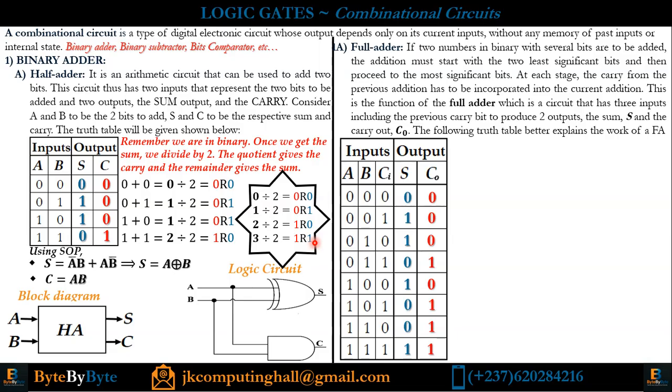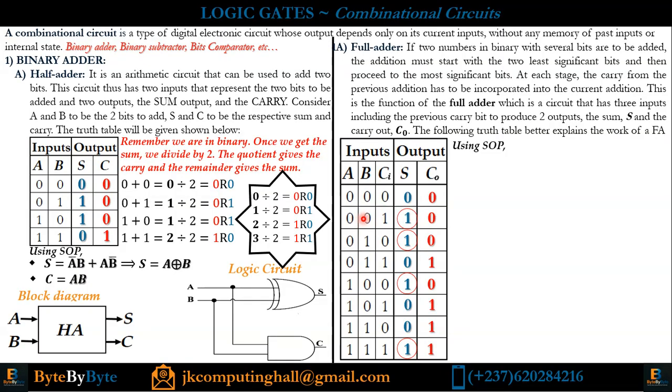Simply take the sum of A, B, and Ci. Once you have that sum, divide it by 2. Your quotient goes to the carry out and your remainder goes to the sum. Okay. Once again, let us use the sum of product expression. What are we going to have? Using SOP, first of all, circle everywhere that we have 1 under S. At this level, what are we going to have?